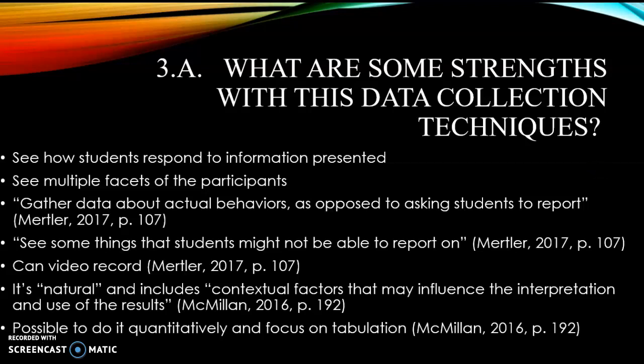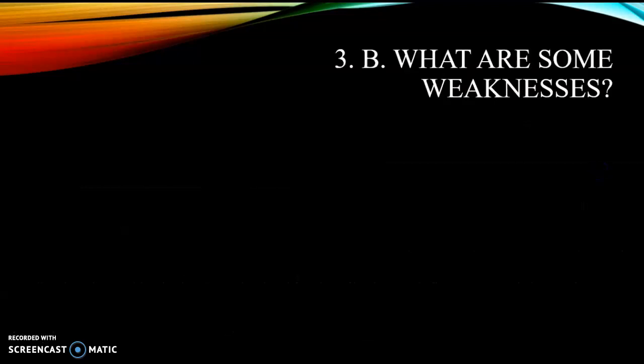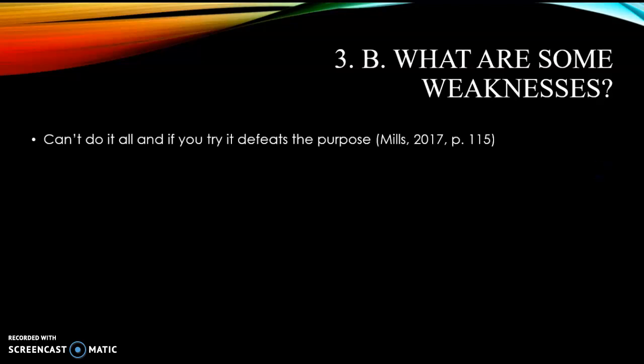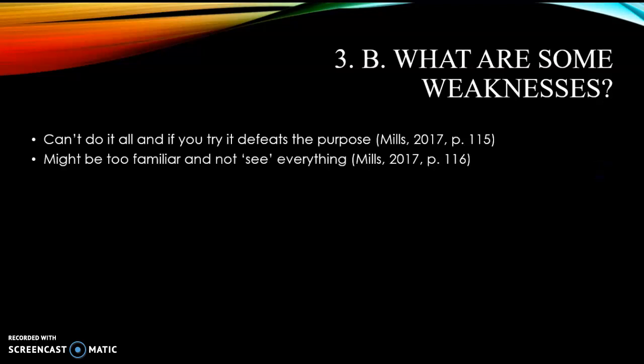And Macmillan states that it is possible to do a quantitative observation where you're just recording numbers. There are a lot of weaknesses, unfortunately. I liked Mills's story about trying to constantly record everything that you're seeing to the point where you might not actually be seeing much of anything, because you're too focused on trying to record it all, so you can't really get it all.